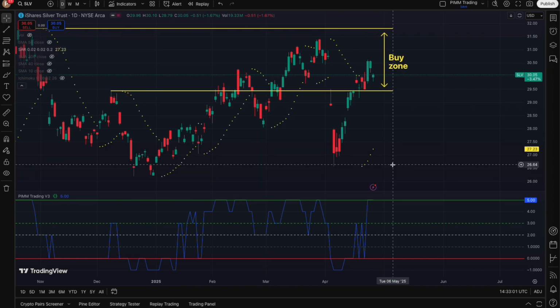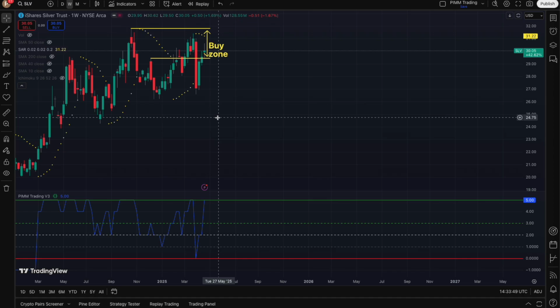And the parabolic SAR dot is below the price. It's still a ways away, which is good. The closer the dot gets to the price, the more likely that the price and the SAR dot will change directions. On the weekly chart, the parabolic SAR dot, the peak of last week, is getting close to the dot.